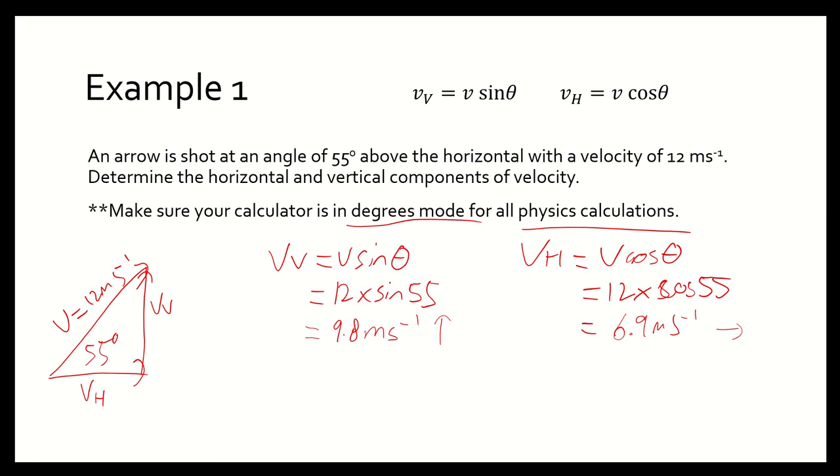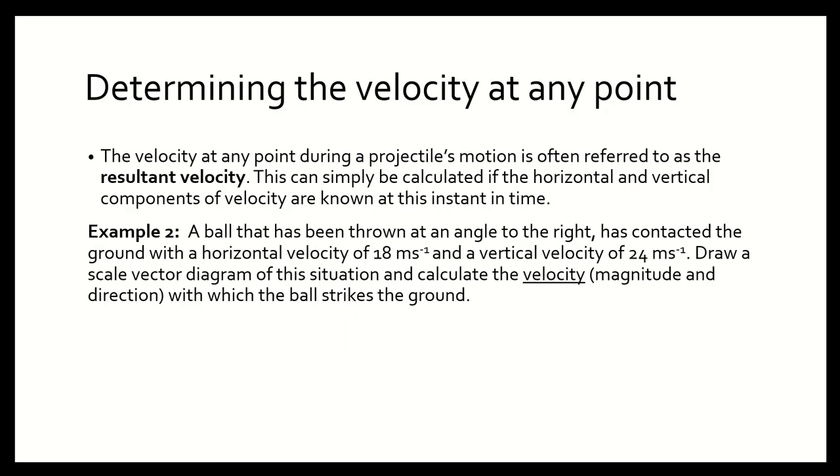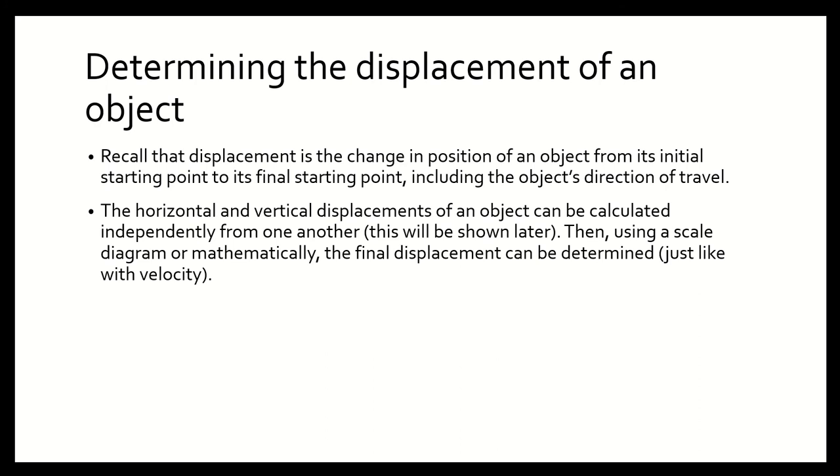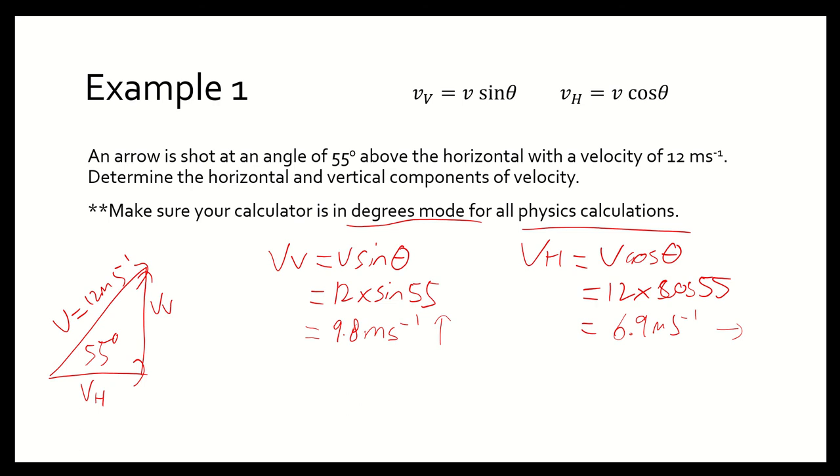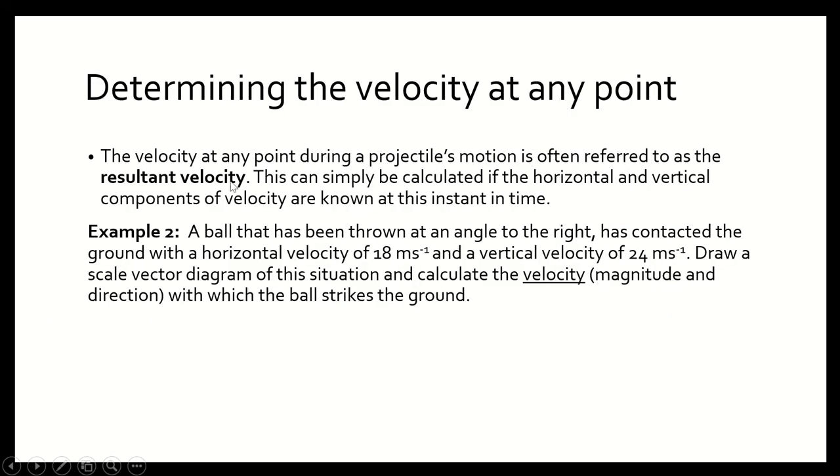So that's pretty straightforward. You do also need to be able to calculate the opposite. Basically, we split it up: we got given the resultant, the velocity of the object at some angle, and we converted it into its horizontal and vertical components of velocity. But you can also be required to do the opposite. If you find the horizontal component of velocity and the vertical component of velocity, which I'll show you later on, you need to be able to vectorially add them back together to find the resultant velocity.